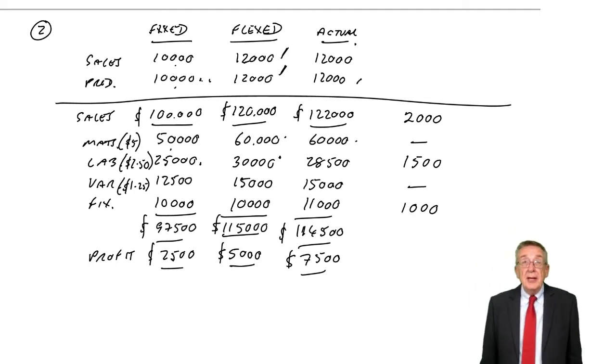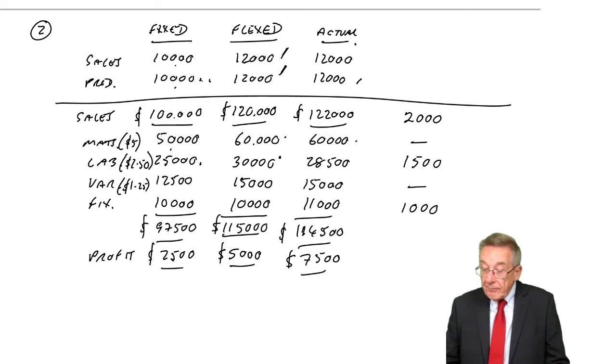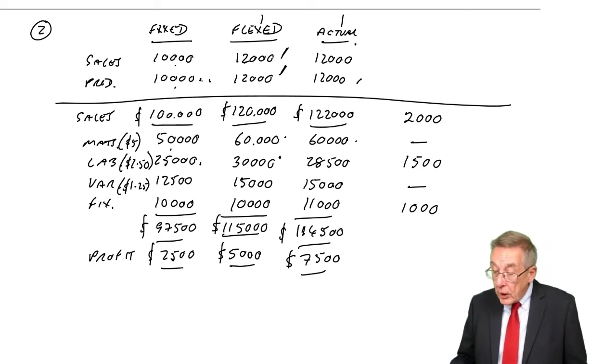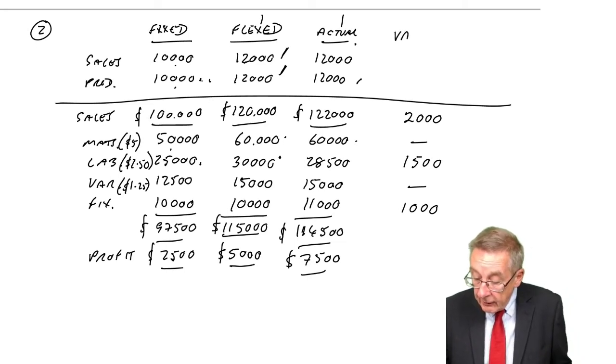Now, before I go any further, these differences here, the difference between what actually happened and what should have happened, we call those differences the variances. Variance means difference.